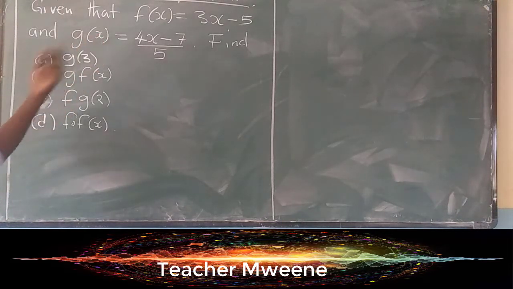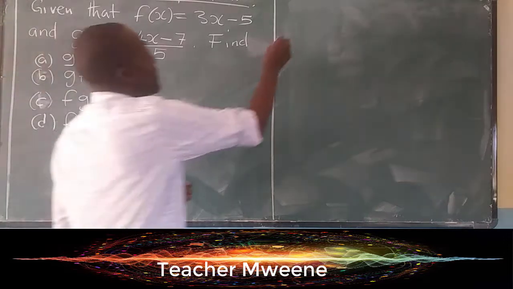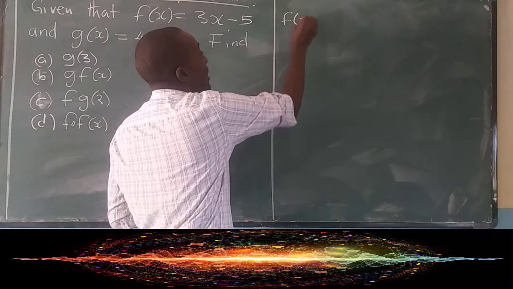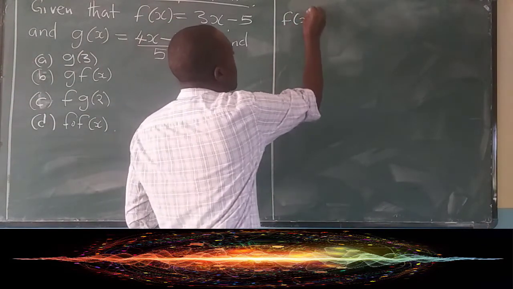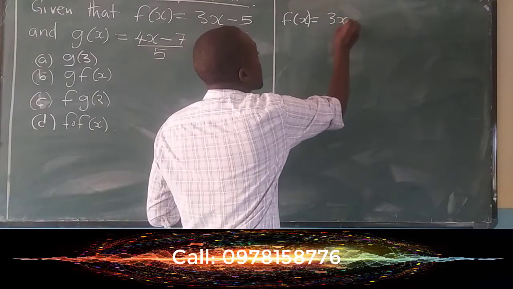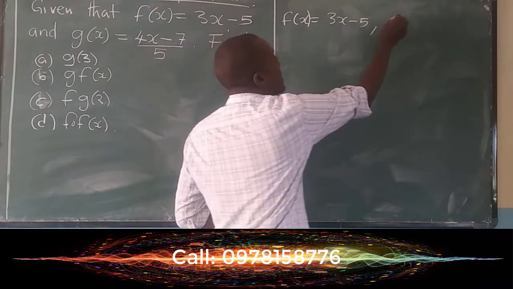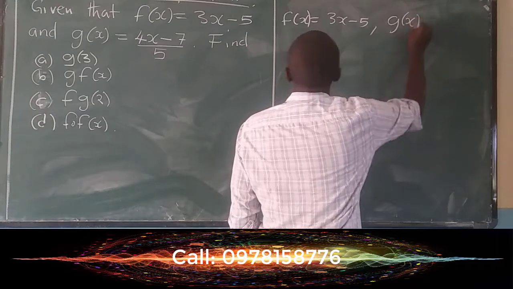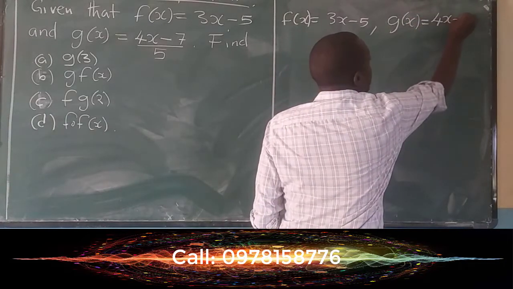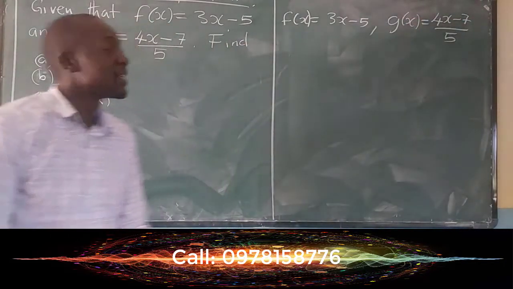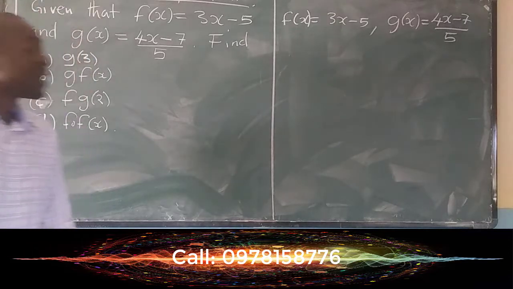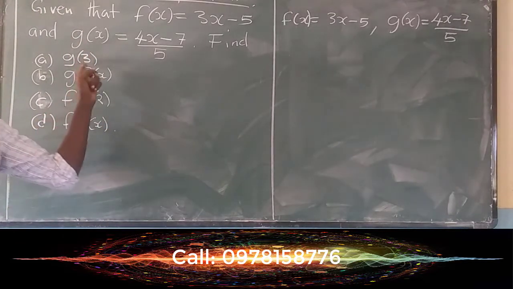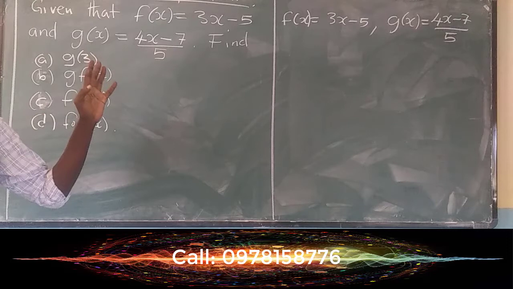So we have two functions here. The first one that we have is f of x. f of x is equal to 3x minus 5, and then g of x is equal to (4x minus 7) over 5.